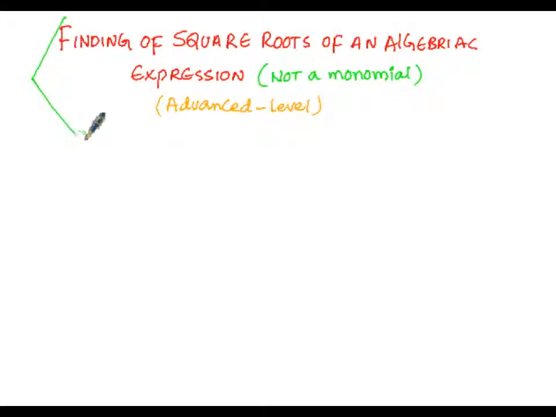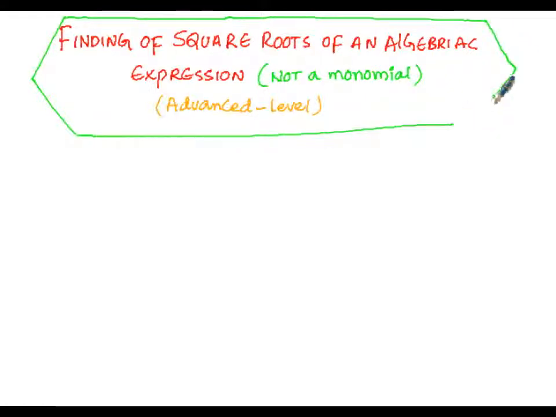So, here in order to find out the square roots of the algebraic expressions under the advanced level, which are not the monomials, there are three methods of finding the square roots. The first one is the inspection method, where we will be using the special products, the second one is the division method, and the third one is the method of undetermined coefficients.